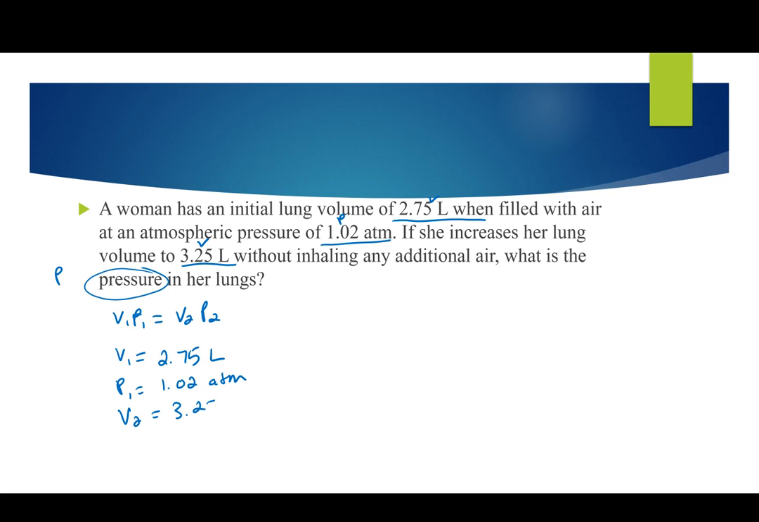P2 is my unknown, and V2 is 3.25. I like to rearrange the equation to solve for the variable first. If you want to just plug into the initial equation and then solve, that's fine as well.